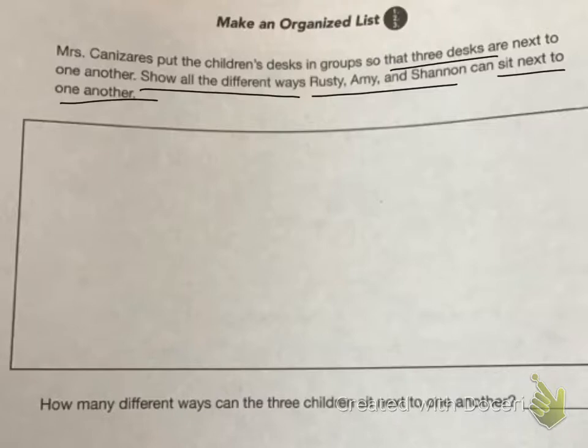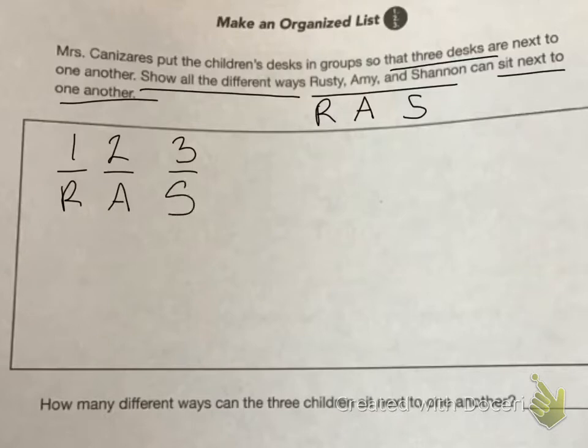Okay, and I know that they're in groups of 3 desks next to each other. So I have 3 seats. There's seat 1, there's seat 2, and there's seat 3. Okay? So what is the first way they can sit? Well, to make it easy, I'm going to use a letter to be each student. So Rusty will be R, Amy will be A, and Shannon will be S. So the first way they can sit is Rusty could be first, and Amy could be second, and Shannon could be third. But it also could be Rusty first, Shannon second, and Amy third.